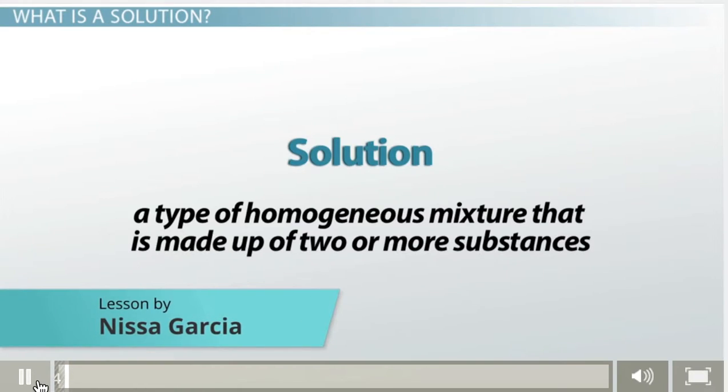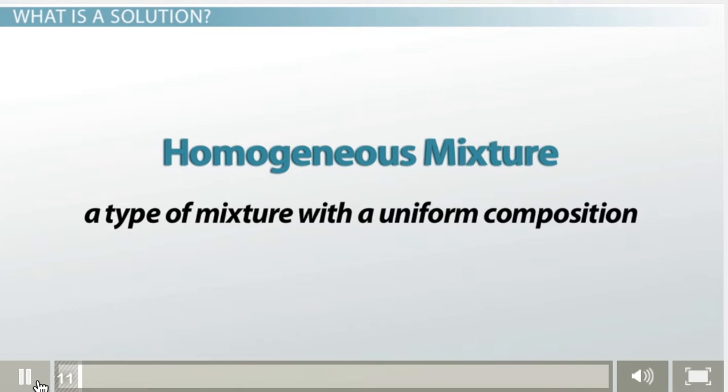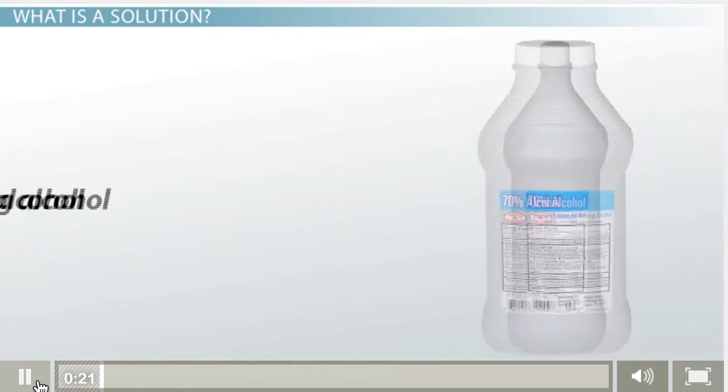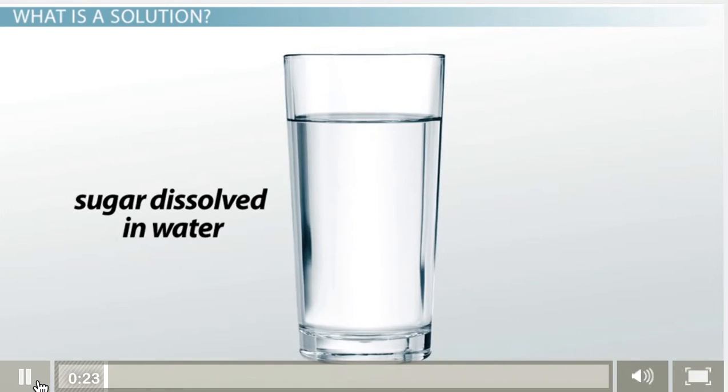A solution is a type of homogeneous mixture that is made up of two or more substances. A homogeneous mixture is a type of mixture with a uniform composition. This means that the substances cannot be distinguished easily from one another. Some examples of solutions are salt water, rubbing alcohol, and sugar dissolved in water.